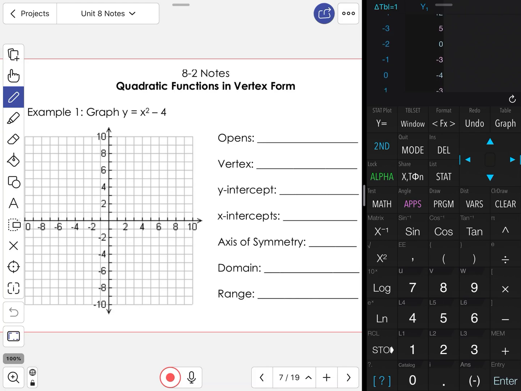So I'm going to plot all of the points that I possibly can on my graph. It looks like the first one I can plot is -3, +5. And then I can graph -2, 0, -1, -3, 0, -4, 1, -3, +2, 0, and +3, +5. So once you got all of those plotted, connect your dots.